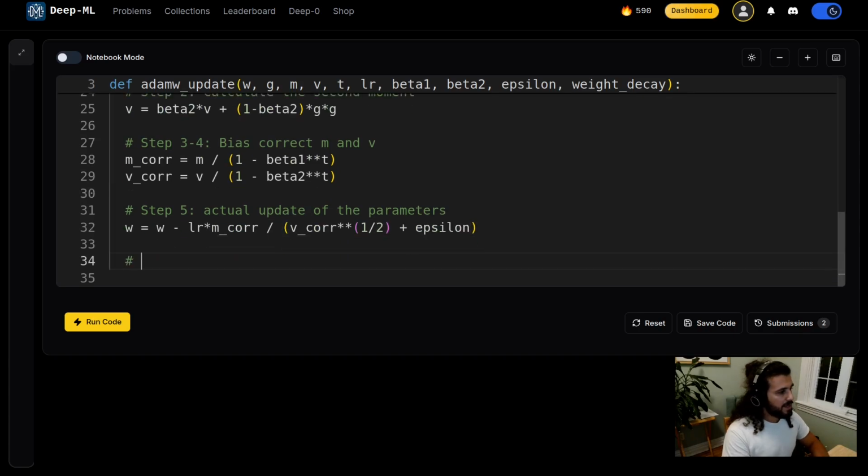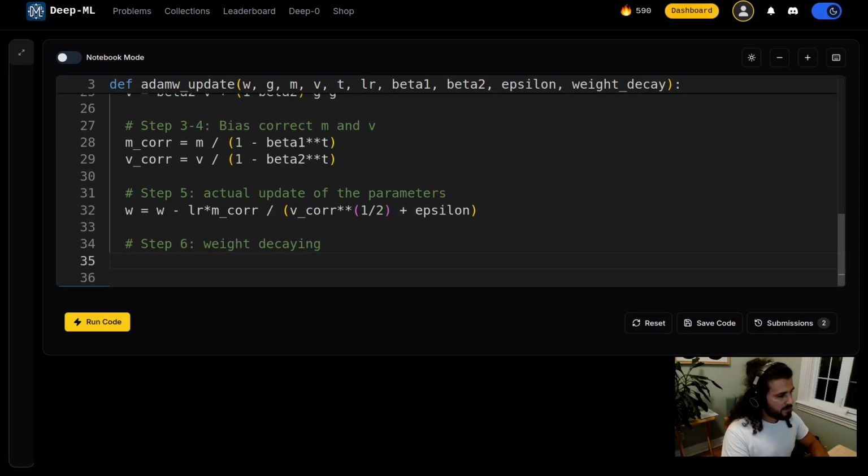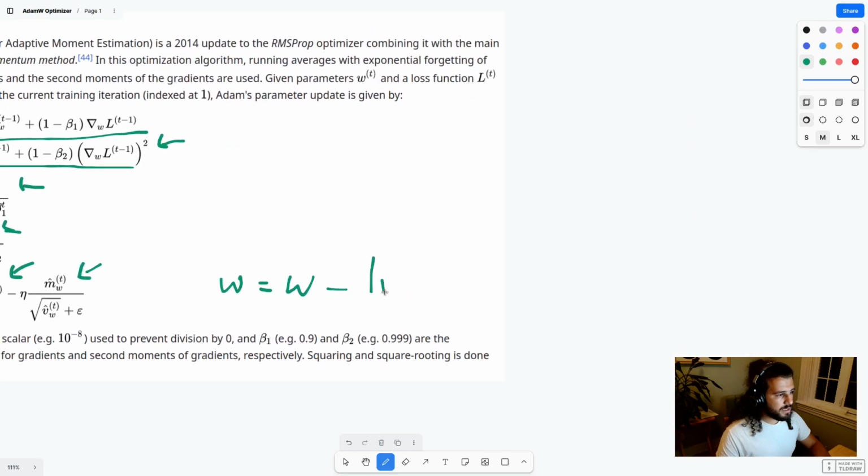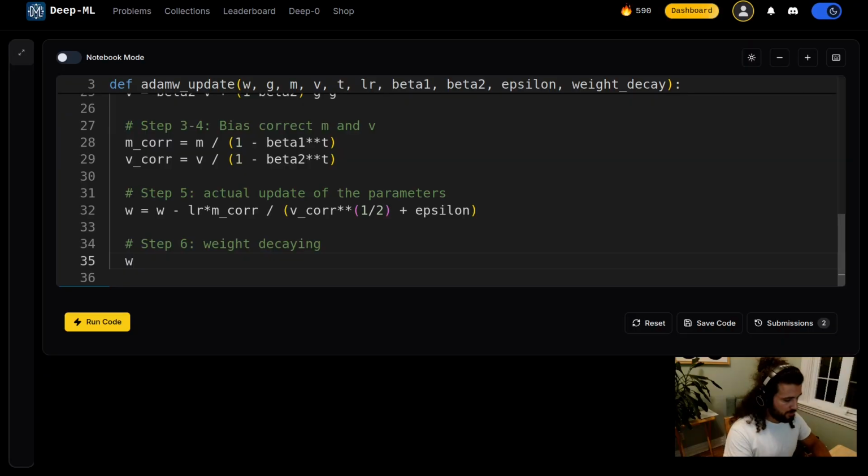That's where we're at. And then finally step 6. This is where we're going to do our weight decay. And here it's pretty simple. We can take this whole thing and do W equals W minus learning rate times lambda times the parameter W. That's it. So W equals W minus the learning rate times the weight decay times the parameters.